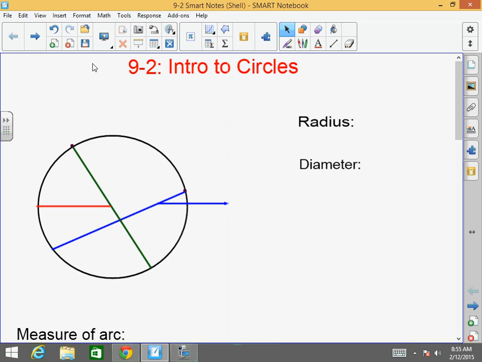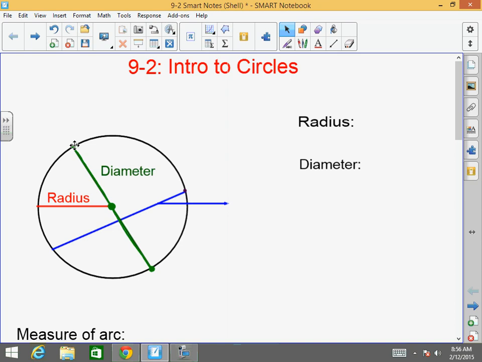First of all, guys, when we see a circle, this green line here, if it goes through the center, and you have a segment that goes through the center and the two endpoints of that segment are on the circle, that's called the diameter. So the diameter goes from one point on the circle through the center to another point on the circle. Half of that diameter, in other words from the center to one endpoint on the circle, is called the radius.